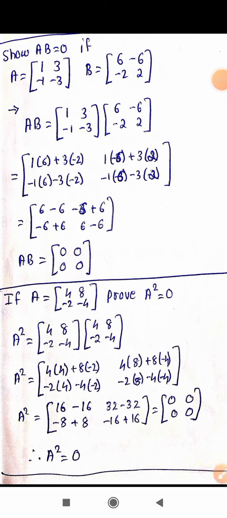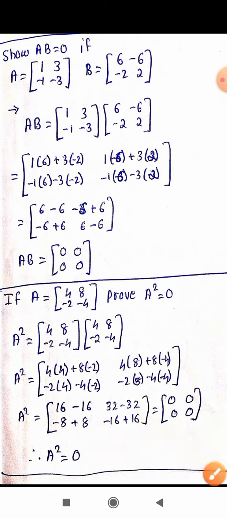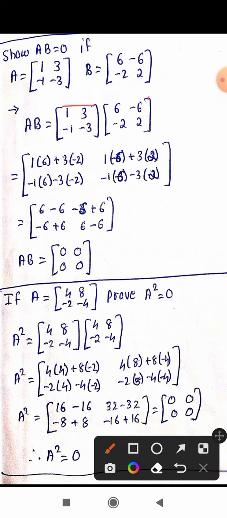Show the multiplication of matrix AB is equal to 0 if matrices A and B are given. Now multiplication of matrix AB. So row into column, that is 1 into 6 plus 3 into minus 2. Again this row into column, it is 1 into minus 6 plus 3 into 2.